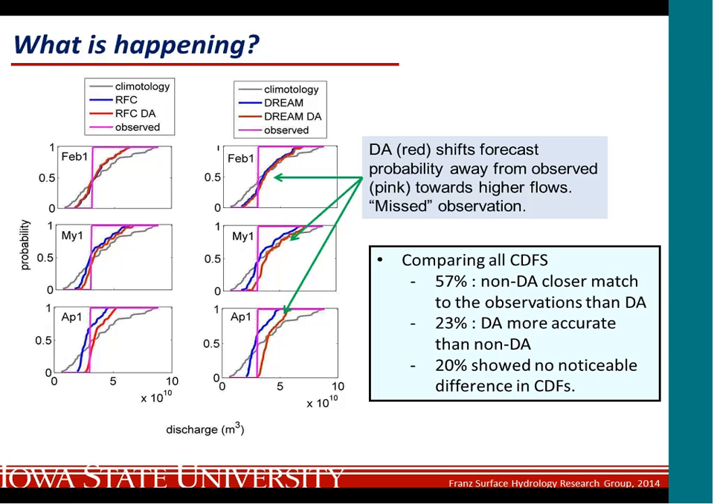But what's happening when we apply the DA, and I'm just going to use this column over here which shows the DREAM parameters, is the DA is causing our forecast to shift towards higher flows. And in some cases that's causing us to miss the observation as we go later into the forecast season. So as a summary, I compared all of these CDFs just visually. About 57% of the cases, the DA actually degraded the quality, or the accuracy, of the forecast. About 23% of the time the DA made an improvement, and about 20% of the time we didn't see much difference between the hindcast created with the DA or without the DA.